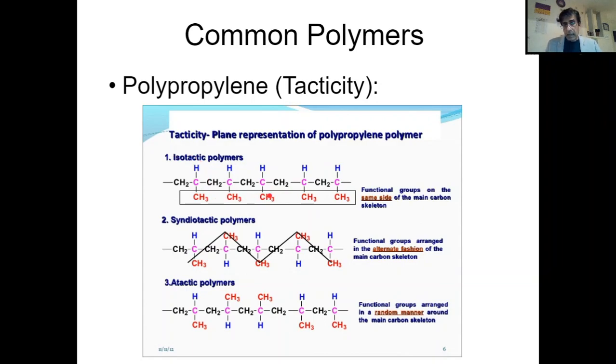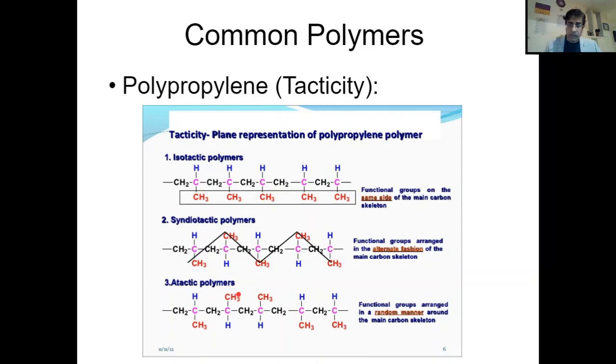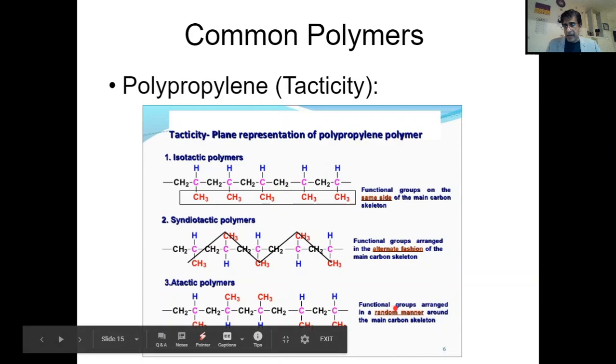So this is called isotactic, when they are all in one direction, either up or down, doesn't matter. But if one is up and one is down, and it makes like an M, this is syndiotactic, one up, one down, one up, one down. And if there is no particular trend, it could be up or down, one or two times up, one or two times down, no clear trend, then it's called atactic. Okay, so this is random, this is alternate fashion, and this is on the same side. So this is tacticity, very important to remember.